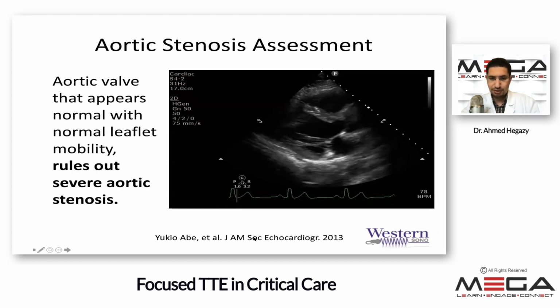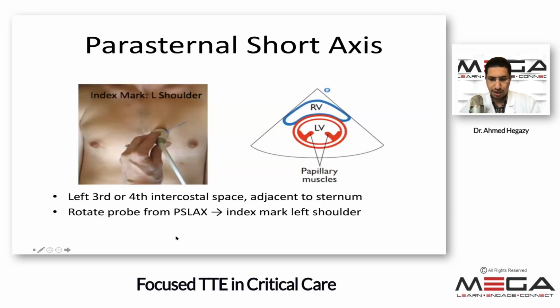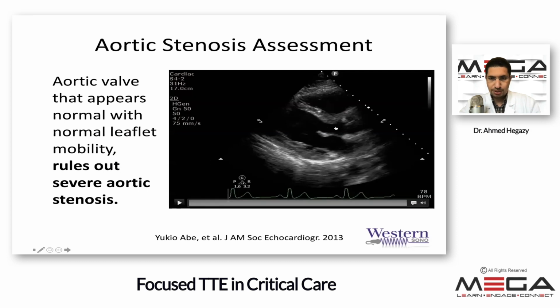And that's been looked at by this group here, Yukio Abe. So essentially what I'm saying is, look at the valve. If it looks normal, then it's unlikely that the patient has severe aortic stenosis. If it looks abnormal, then the patient will likely need further interrogation.